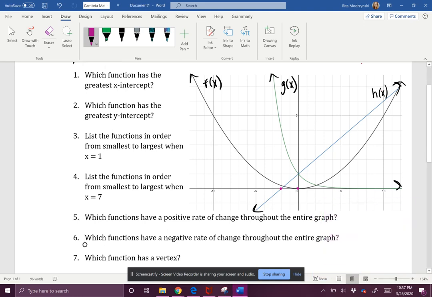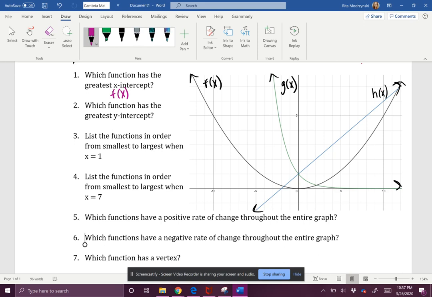So our function with the greatest x-intercept is f of x. Which function has the greatest y-intercept? In this case, we're going to be looking at our y-axis instead. Let's take a look at those.